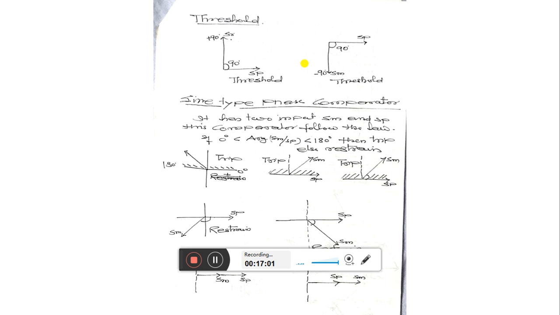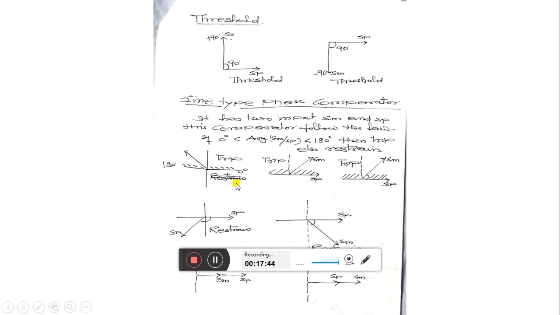So in the first type of phase comparator, we discussed the cosine type of phase comparator. Now we will discuss the sine type of phase comparator. So what is the sine type of phase comparator? Again, in this type of comparator, it has two inputs, that is SM and SP, which I have already discussed. And this comparator follows the law that if the argument of SM and SP lies between 0 degree angle and 180 degree angle, then it will have a trip command, otherwise it will have a restrain command.